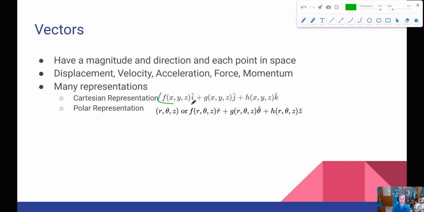Right, you can do the Cartesian representation. This is the most common way to write a vector, where you have some function times i hat, some function times j hat, plus some function times k hat. We'll get to what these hats represent in a second.